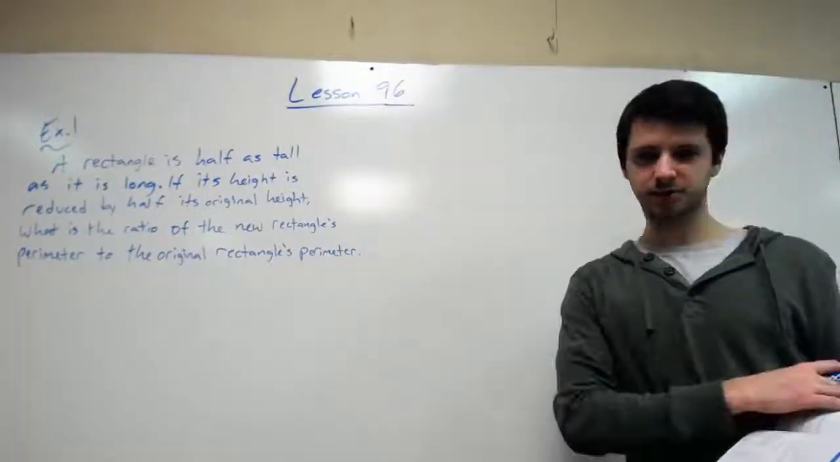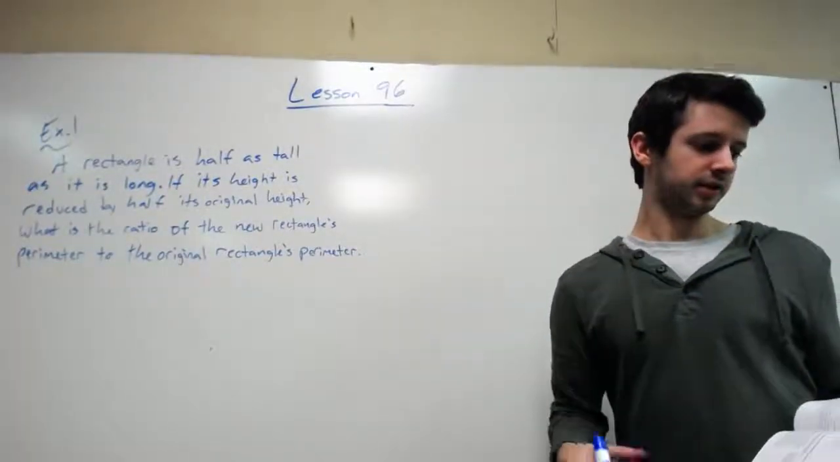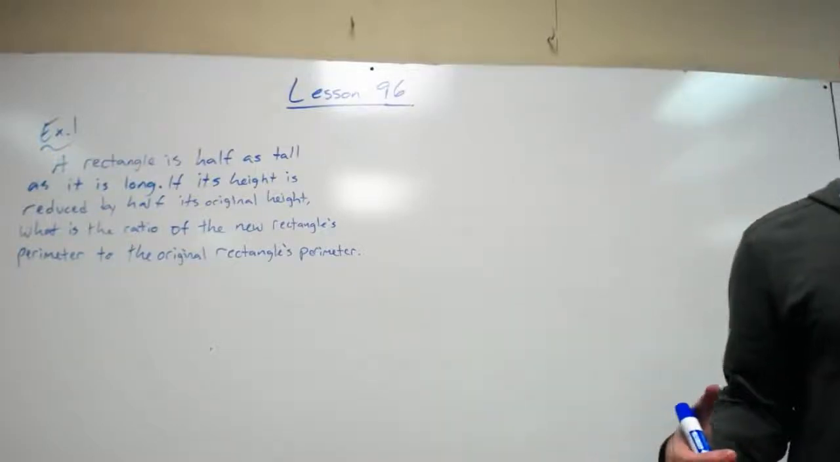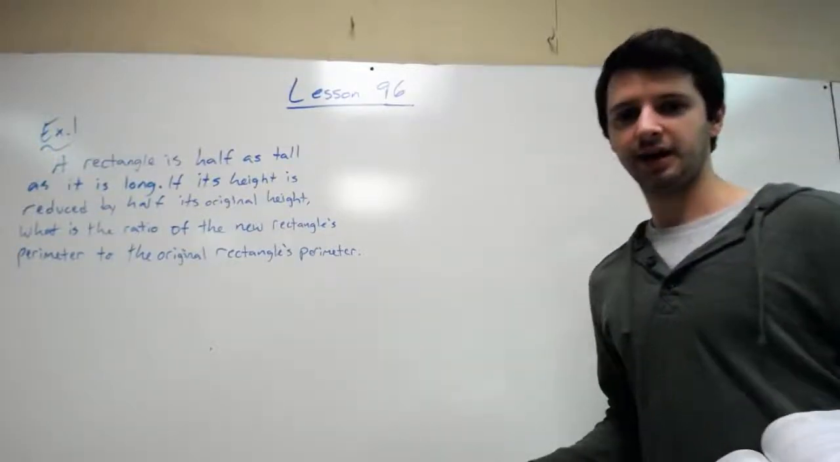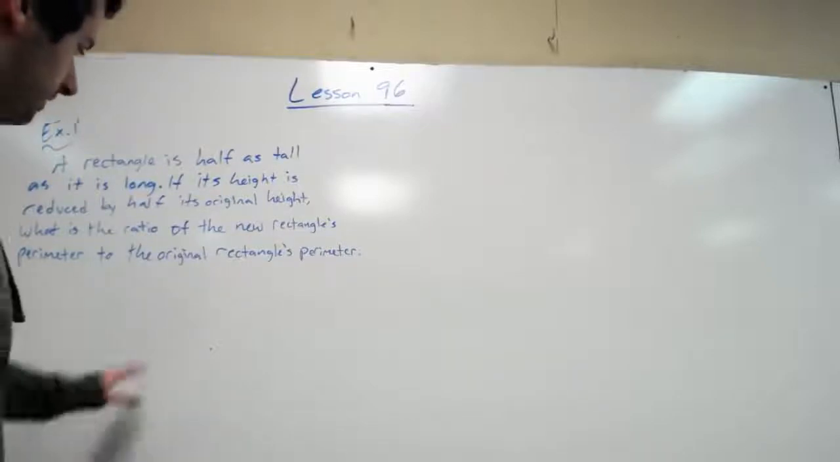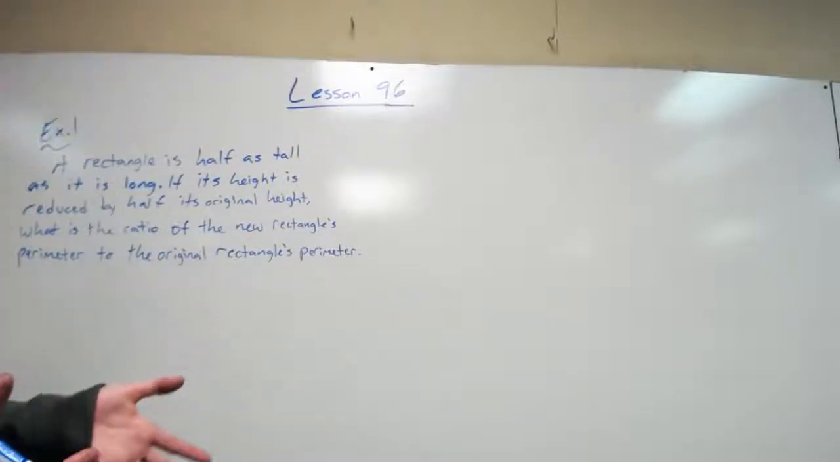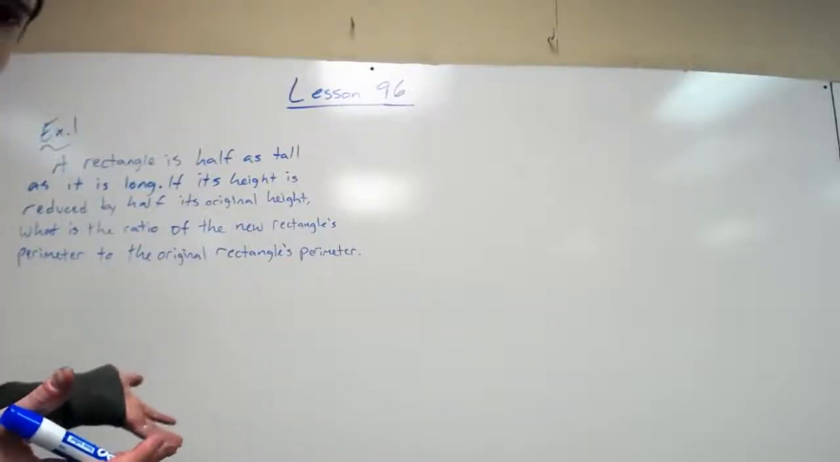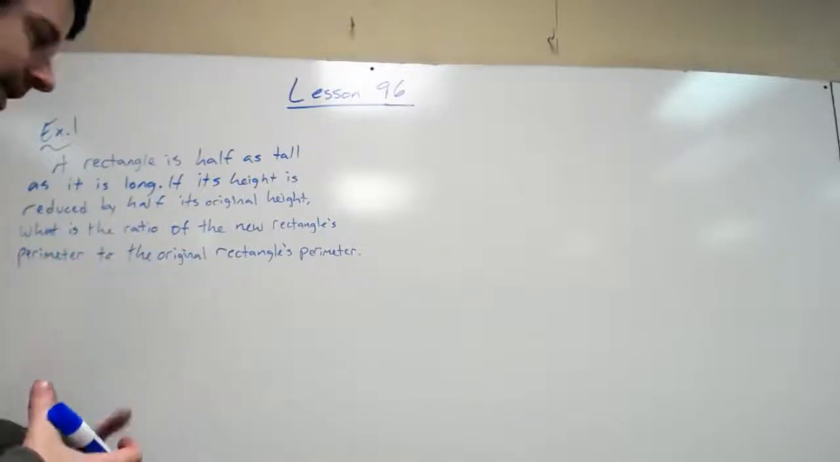Lesson 96, we're going to look at changing dimensions on perimeter and areas in different polygons. Now I'm only going to look at one example because I think you'll get the idea. You just basically do what it's telling you to do, and you just have to visualize how it's telling you to draw it.